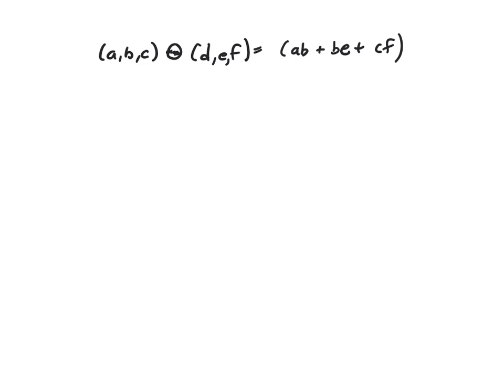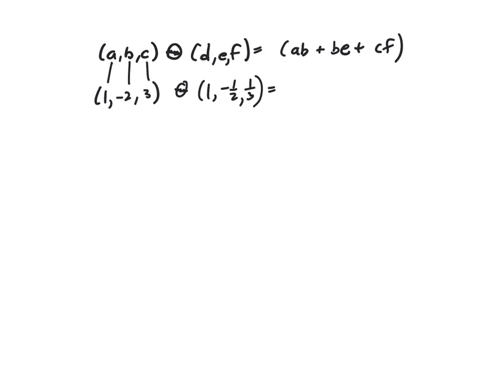All right, they tell me that (A, B, C) followed by this funky symbol means nothing in math. (D, E, F) equals AD, that's times, plus BE, plus CF. And they want me to find (1, -2, 3) funky symbol (1, -1/2, 1/3). So A is 1, B is -2, C is 3, and so on.